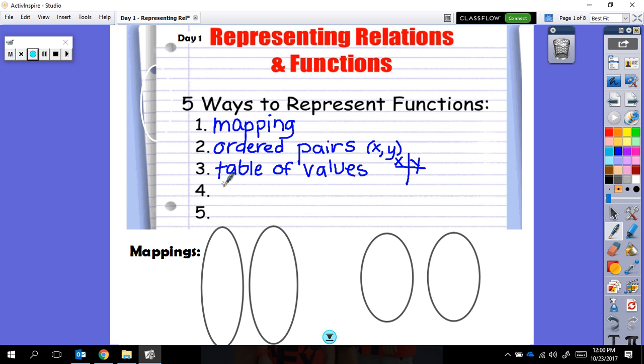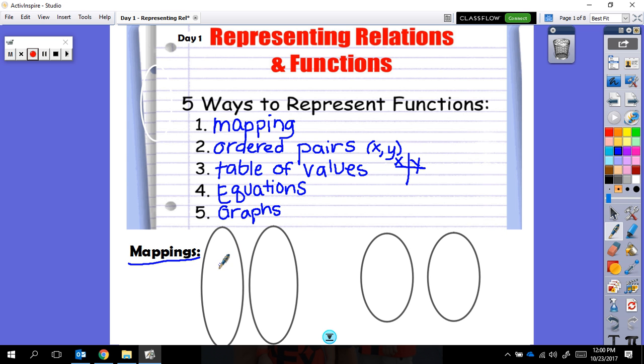The fourth way is an equation, which is the way we are most used to looking at functions and relations, is working with equations. And the fifth way is graphs, and that's probably the second most used way to represent functions. Okay, so first let's look at what we call a mapping.